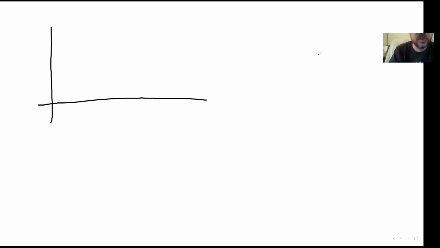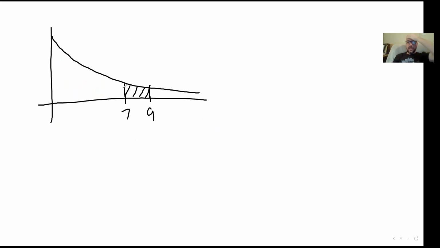I think the easiest way to do that, so here's 7 and here's 9. Don't worry about the fact that it's not very well to scale. Right, so this is what I'm looking for. So we don't have a formula for that. So the easiest thing to do is either calculate everything up to 9 and then subtract off the stuff that you don't want, which is everything up to 7.